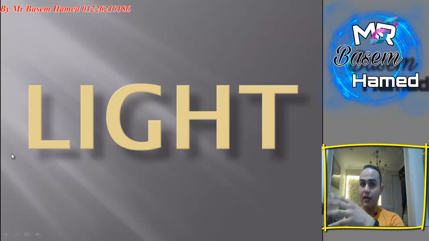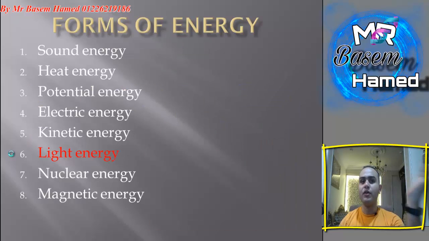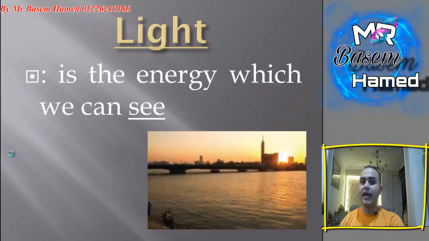First, what is light? Light is the energy which we can see. Look, there are many forms of energy, but you can't see any form of these energies except light energy. We can just see light energy. So light is the energy which we can see.